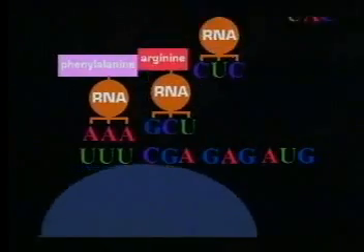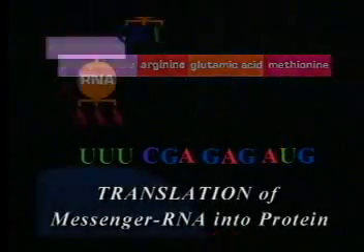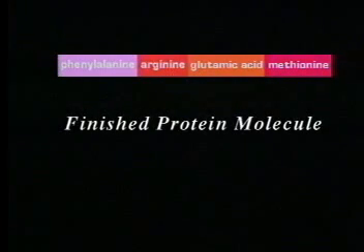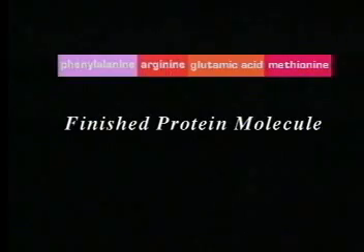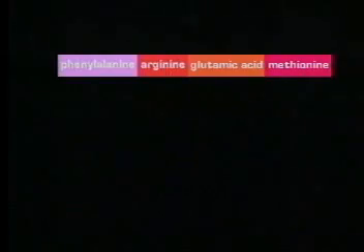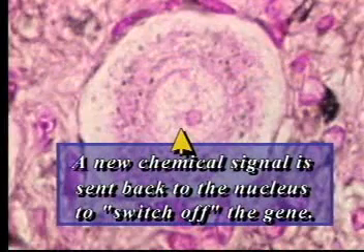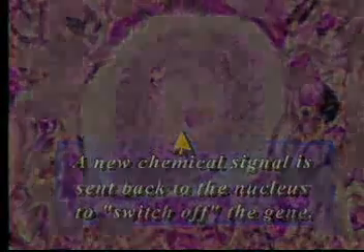Transfer RNAs carrying amino acids match up their anticodons to the messenger RNA codons as the ribosome moves along the message. As a result, the amino acids carried by the transfer RNAs will be put into the protein chain in exactly the right order. Once the protein is finished, it is ready to perform its job in the cell. And as the protein goes to work, a new chemical signal is sent back to the nucleus that switches off the gene for that particular protein.